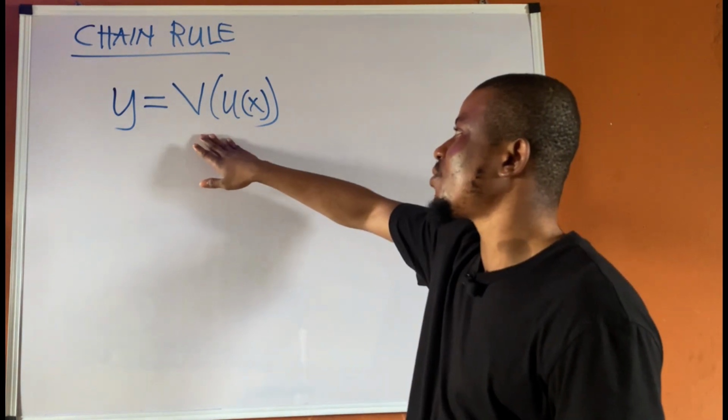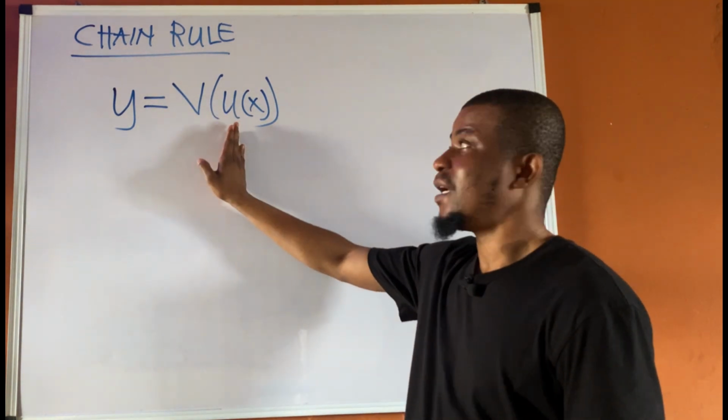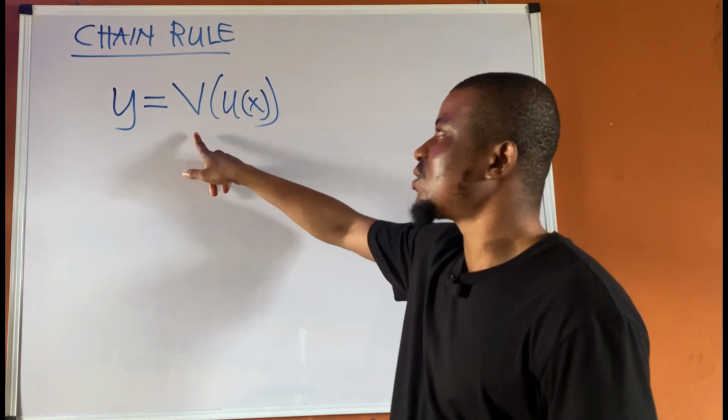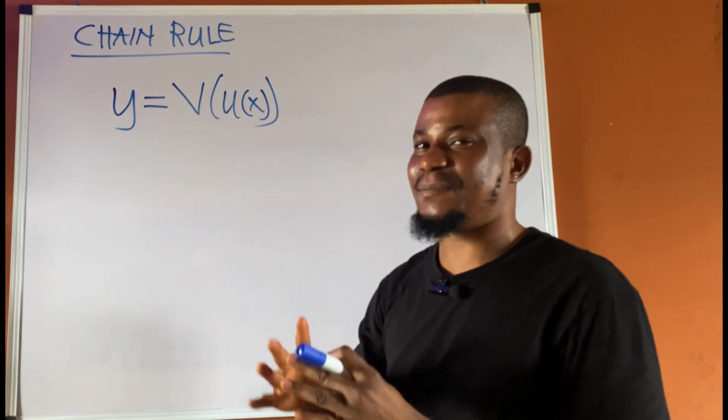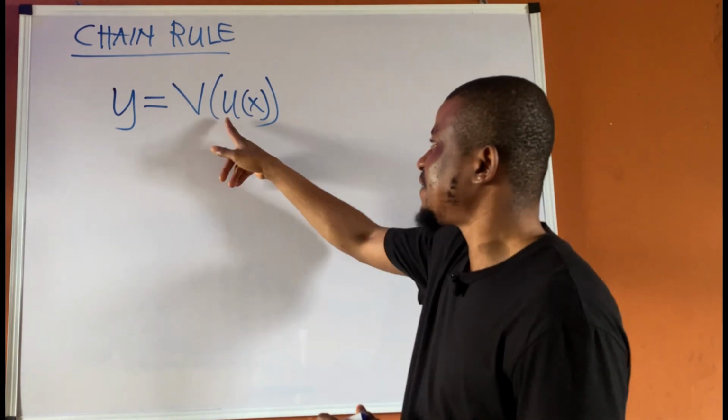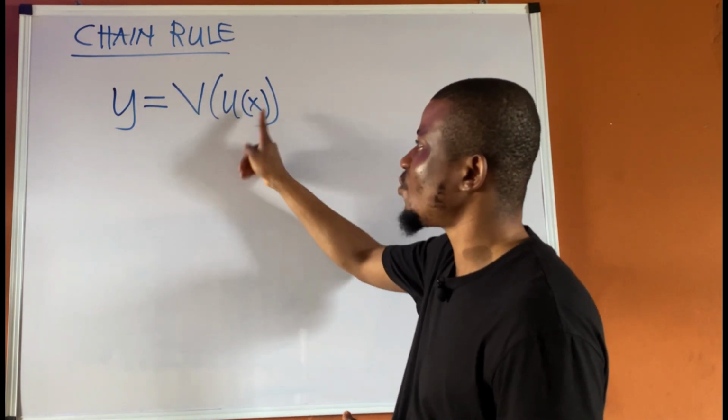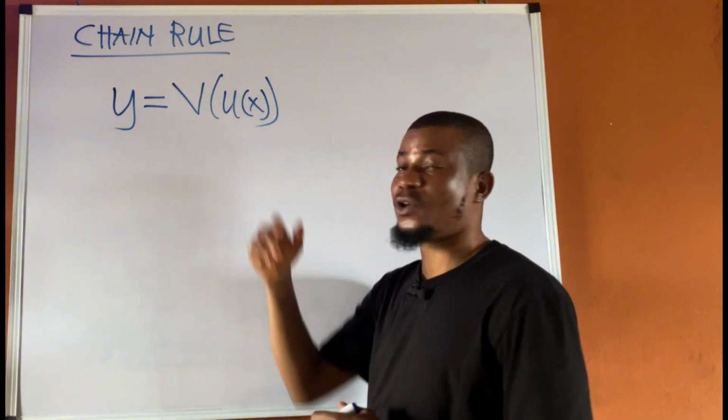Now this can also be called a function of a function. And please, it is important that you note that this is not a product of functions. These functions are not multiplied. Instead, this function is chained inside. It is contained inside the v function.